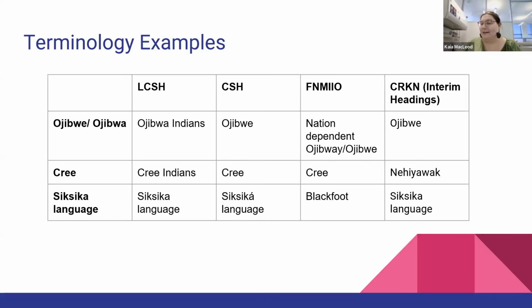Now, I'm, of course, in Treaty 7, so we're going to talk about the Blackfoot, the Siksika, and their language. We have Siksika language under Library of Congress. Canadian subject headings have Siksika, but with an accent. Under Finmeo, it's Blackfoot. So really, I just want to show you that we are all trying to work on updating headings. We all have little disagreements about the spelling of things. And sometimes you have to take these things into consideration because the context does matter.